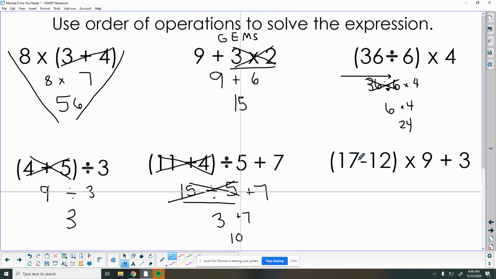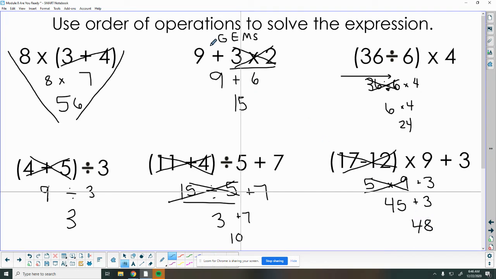So we want to do our groups first. So 17 minus 12 is 5. Crossing that off, bringing everything else down. So now I'm looking, we don't have any exponents. Our groups are all gone. It's looking for multiply and divide. So here's one here. So 5 times 9 is 45. Cross that off. Bring everything else down. 45 plus 3 is 48.